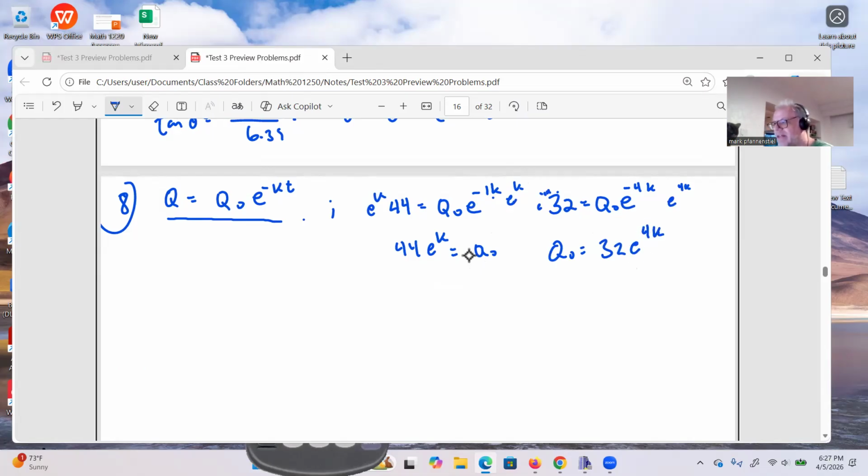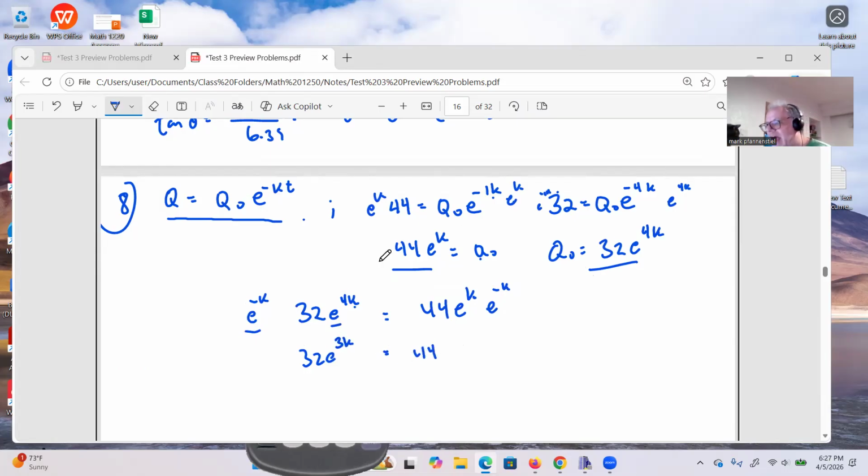Now I've got q sub 0 is equal to this piece, and q sub 0 is equal to that piece. What do you say we set them equal to each other? So 32 e to the 4k is equal to 44 e to the 1k. Let's divide both sides by e to the k, so I'm going to multiply by e to the negative k on both sides. When the bases are the same, we add the exponents. We have 32 e to the 4 minus 1, 3k, is equal to 44.